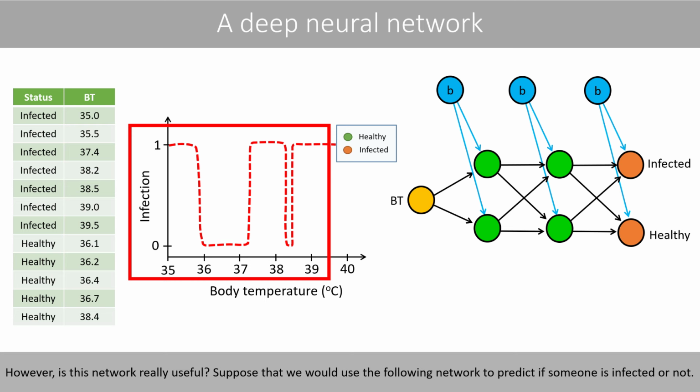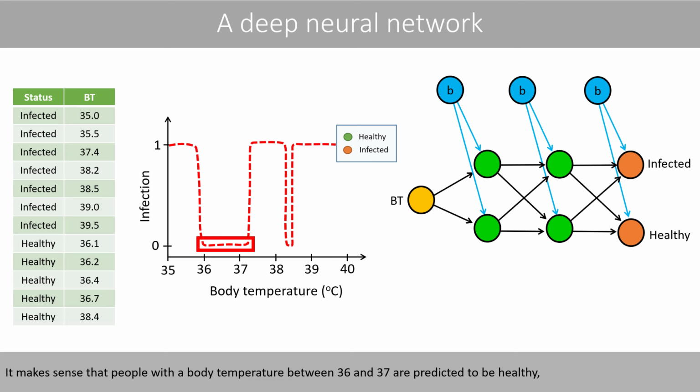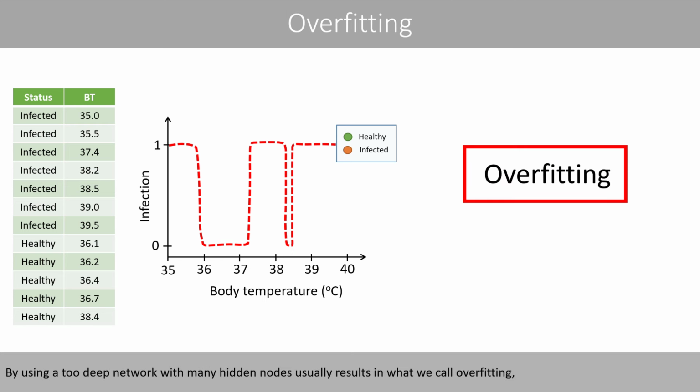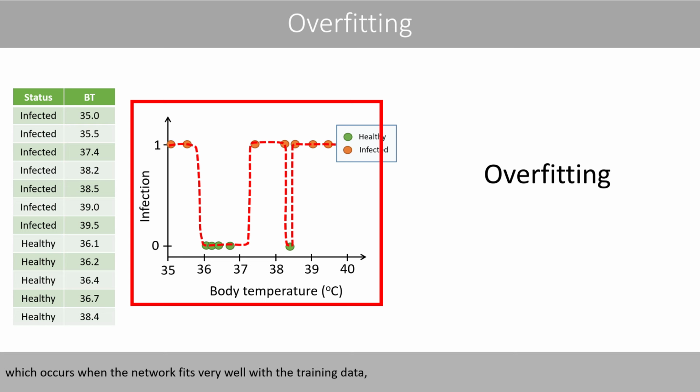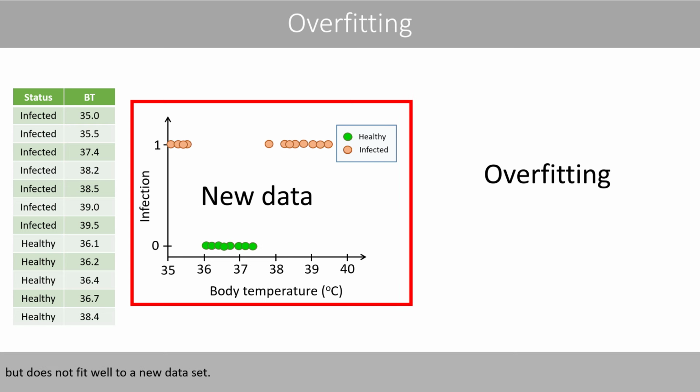Suppose that we would use the following network to predict if someone is infected or not. It makes sense that people with a body temperature between 36 and 37 are predicted to be healthy. But it makes no sense that a person with a body temperature of exactly 38.4 is predicted to be healthy. Using a too deep network with many hidden nodes usually results in what we call overfitting, which occurs when the network fits well with the training data, but does not fit well to a new dataset.